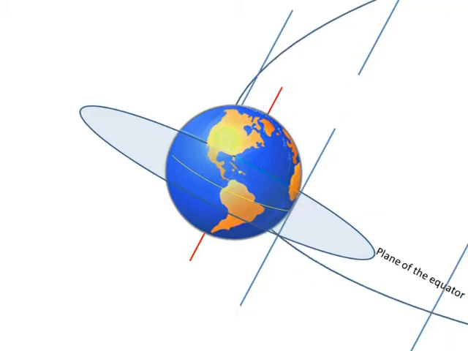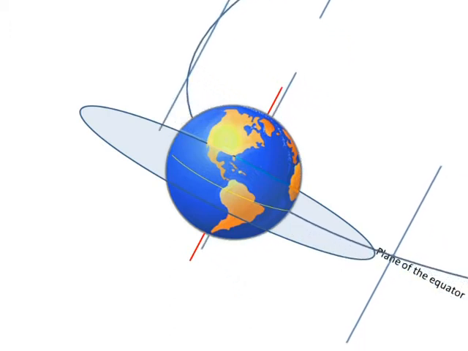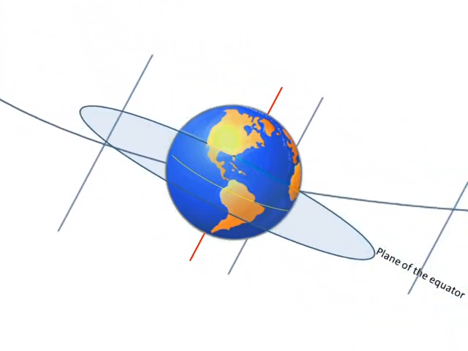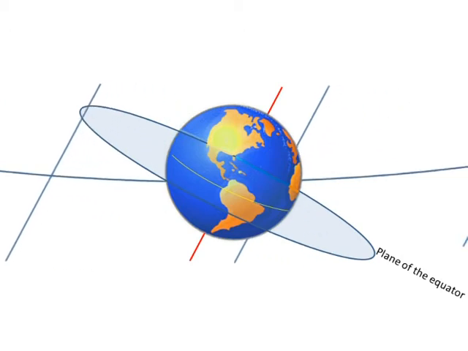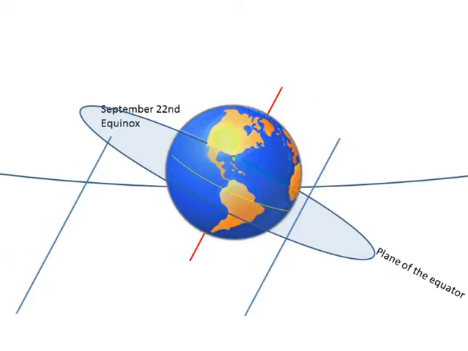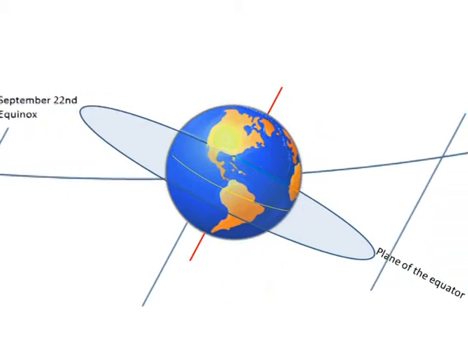Moving on to the next equinox. The Earth is now neither tilted towards or away from the Sun, and once again the Sun will be overhead the equator, which of course is September the 22nd, the equinox.